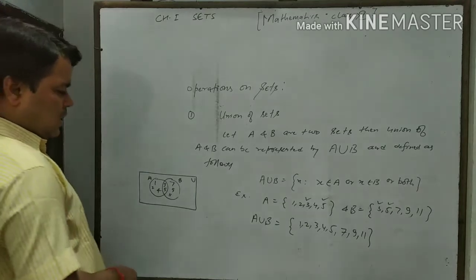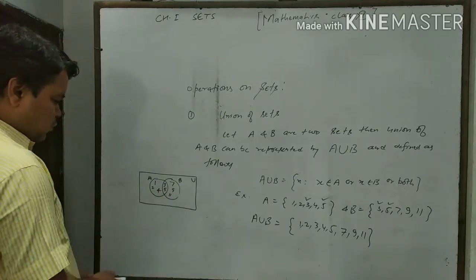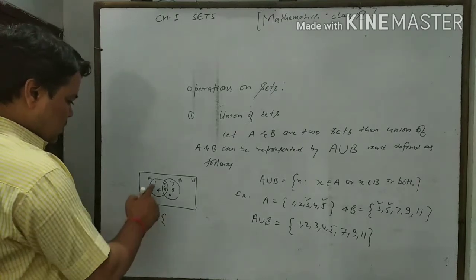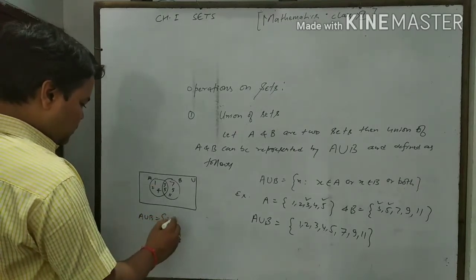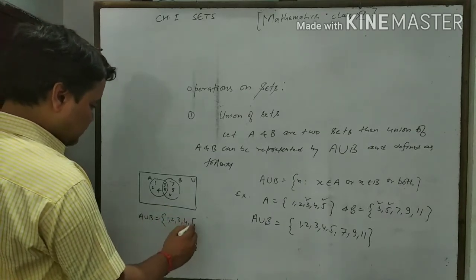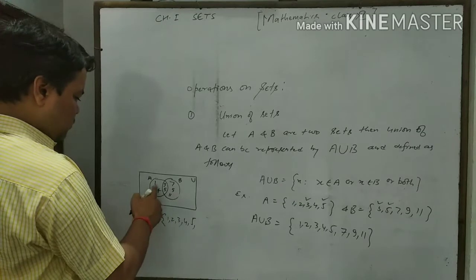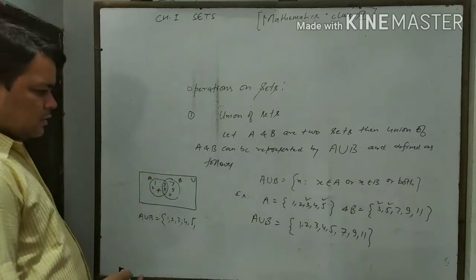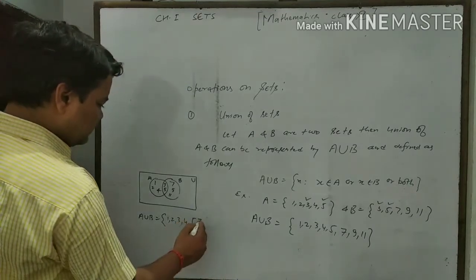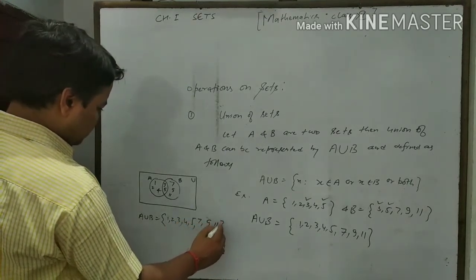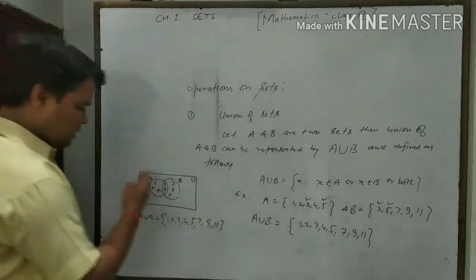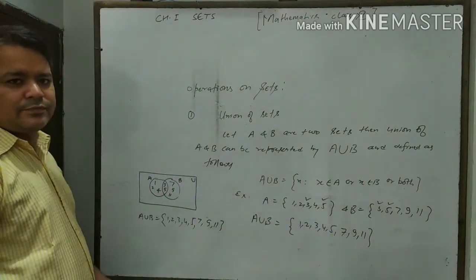It means A union B is what? 1, 2, 3, 4, 5, 6 not given, then 7, 9, 11. Okay, here if you do it this way or this way, the answer will be the same.